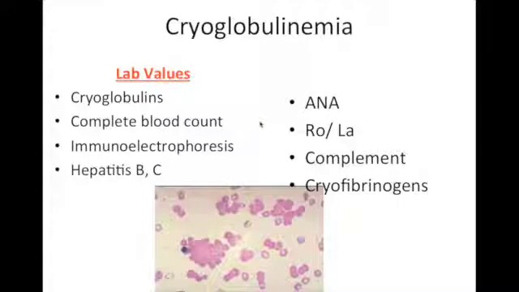Lab values. This can look like a vasculitis and a vasculopathy, so you can open that up to start looking at a coagulopathic workup, which includes cryofibrinogens and others. If you're concerned about that, the picture is more thrombotic rather than vasculitic. But your primary workup includes cryoglobulins, complete blood count, immunoelectrophoresis for underlying lymphoproliferative disorders or monoclonal gammopathies, Hep B, C, A, ANA, Ro, La, complement, and cryofibrinogen.